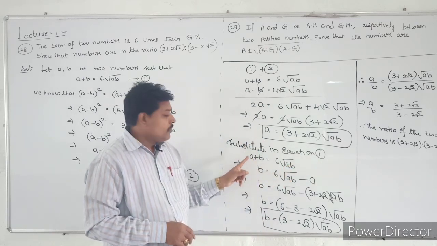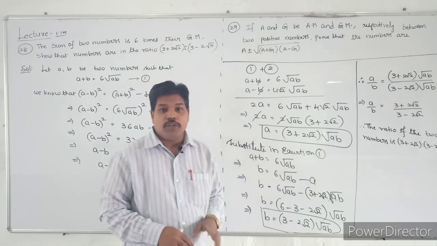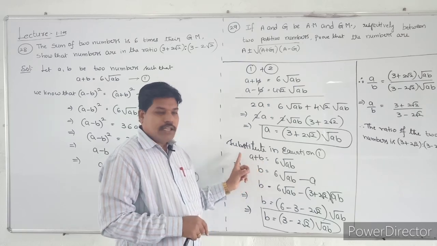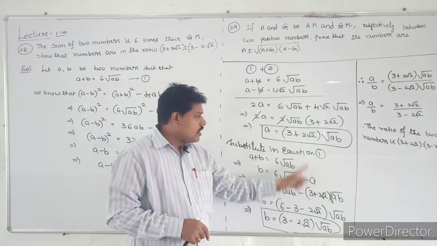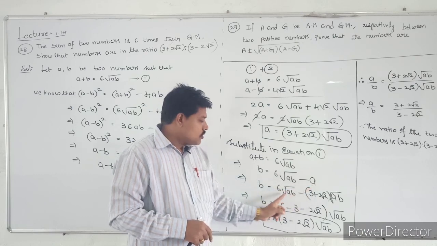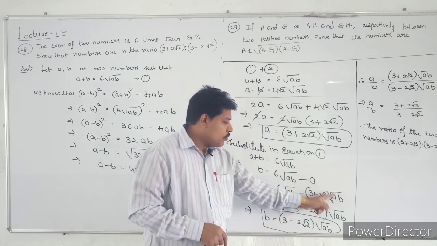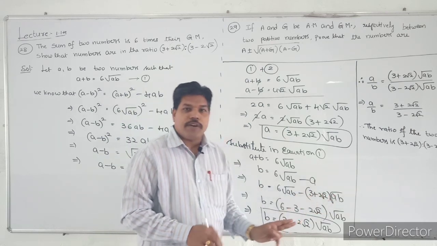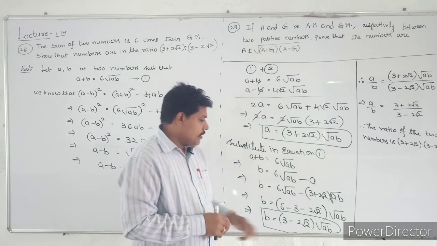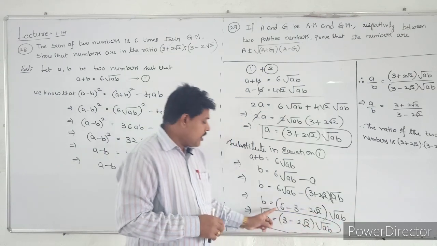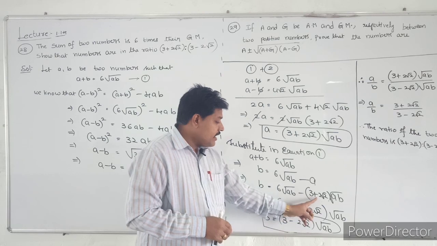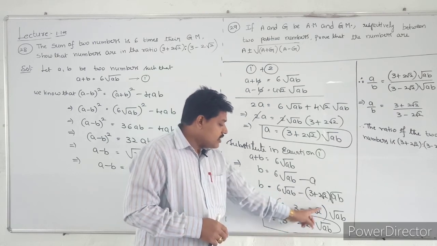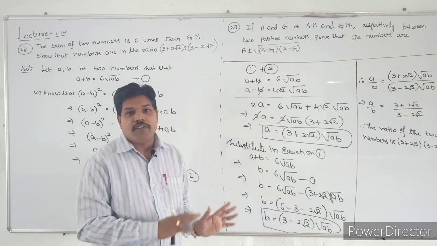What is equation 1? a plus b is equal to 6 into square root of ab. Already I need the b value, and we already know a. Just take a to that side and substitute the a value here. So b is 6 into root ab minus 3 plus 2 root 2 into square root of ab. You can take the square root of ab common from both. So b is equal to 6 minus 3 minus 2 root 2. 6 minus 3 is 3, so 3 minus 2 root 2 into square root of ab. That is the value of b.